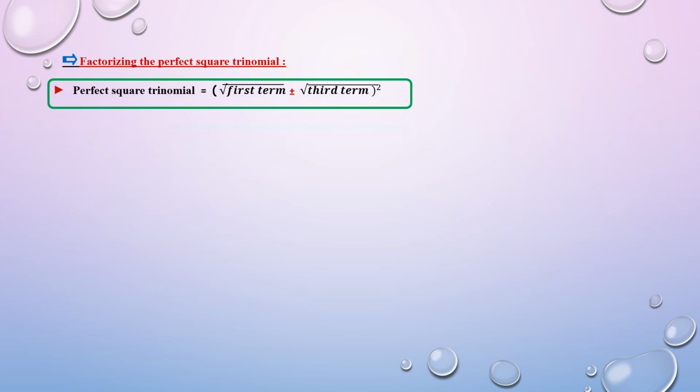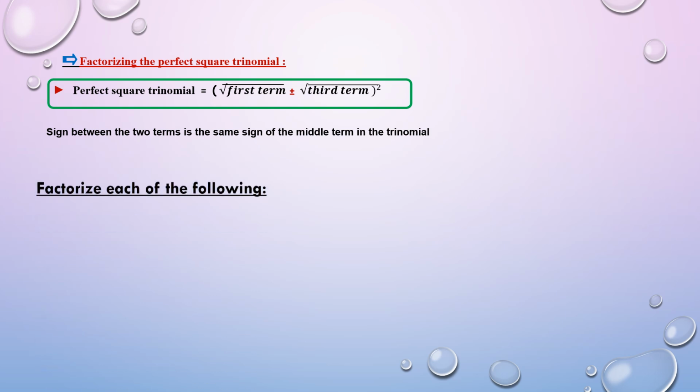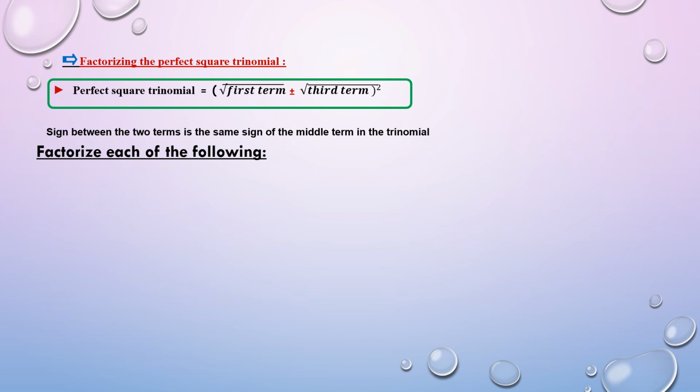Factorizing the perfect square trinomial. A perfect square trinomial equals open bracket, the square root of the first term, positive or negative, the square root of the third term, close bracket, all to the power of 2. The sign between the two terms is the same sign as the middle term in the trinomial. Let's see how. Factorize each of the following.